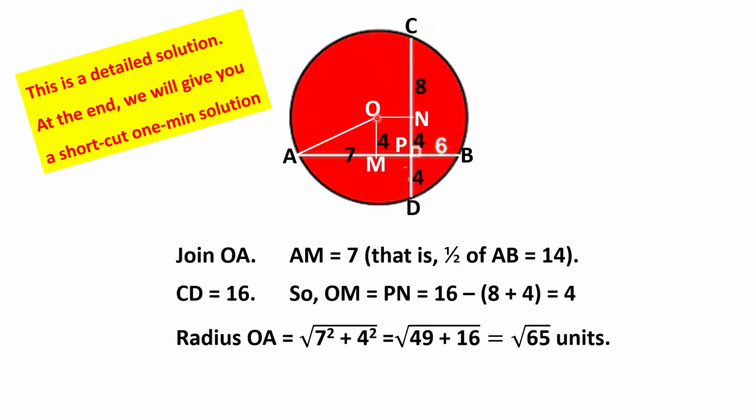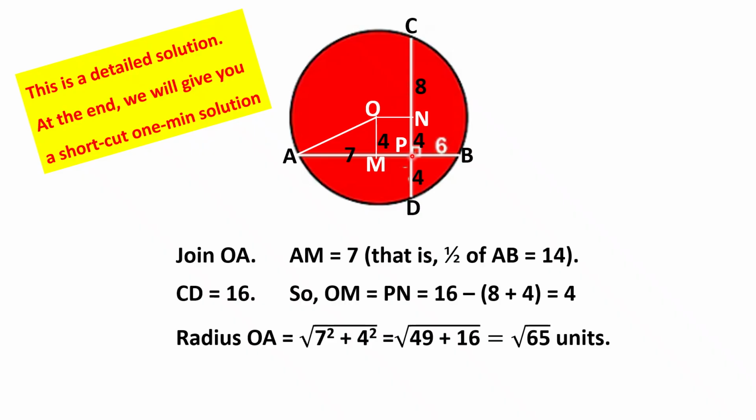Now join OA. OA is the radius, joining the center and a point on the circumference. And we get a right angle triangle OAM. AM equals 7, since the total chord was 14, so half of that is 7. Now CD, the total is 12 plus 4, 16, so half of it would be 8. The top half would be 8, and the bottom is 4, given.